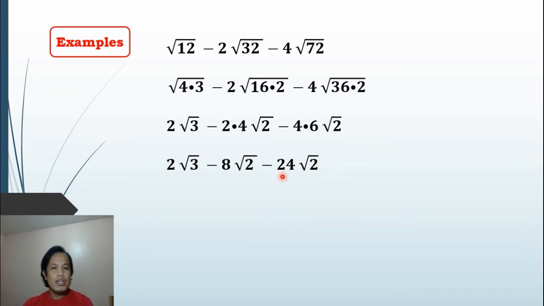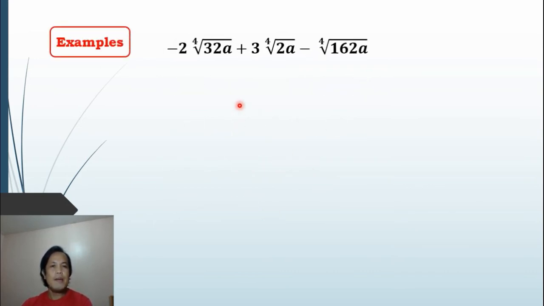This time, we can combine these two radicals here, the second radical and this third radical, because they are similar. We just simply copy the first radical because this is square root of 3, which is not similar to these two radicals here. So we copy 2 square root of 3, then negative, we perform the operation since they are similar. So negative 8 minus 24 is negative 32, and we copy the common radical, which is the square root of 2. So our final answer is 2 square root of 3 minus 32 square root of 2.